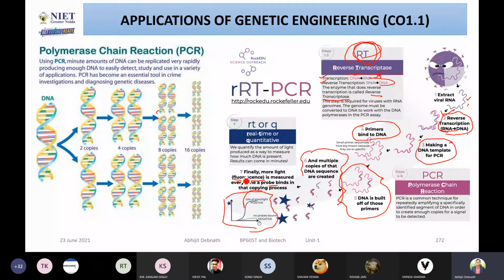So by using fluorescence, they are giving you the results. So in real time, or as a quantitative measurement, it is happening. That's why it is also called RT. So the RT name is coming from two different places. I hope it is very much clear to you all.